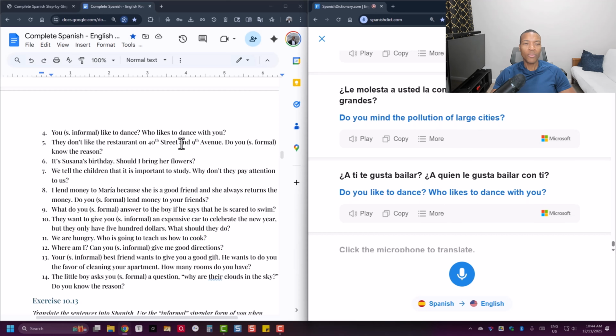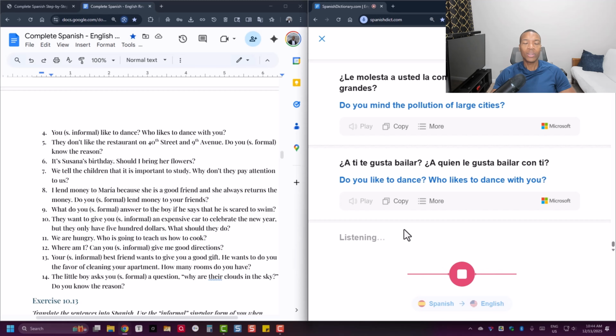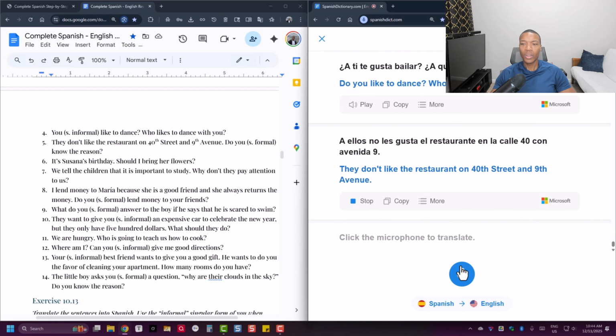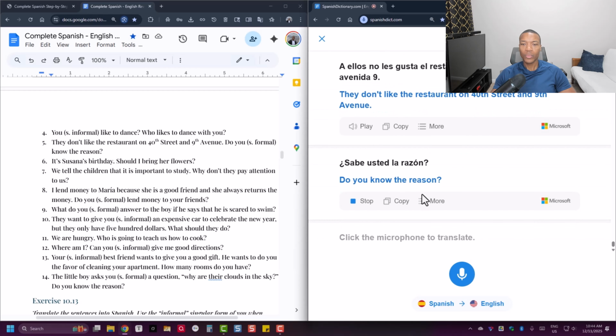They don't like the restaurant on 40th Street and 9th Avenue. Do you know the reason? A ellos no les gusta el restaurante en la calle 40 con Avenida 9. ¿Usted sabe la razón? ¿Sabe usted la razón? They don't like the restaurant on 40th Street and 9th Avenue. Do you know the reason?